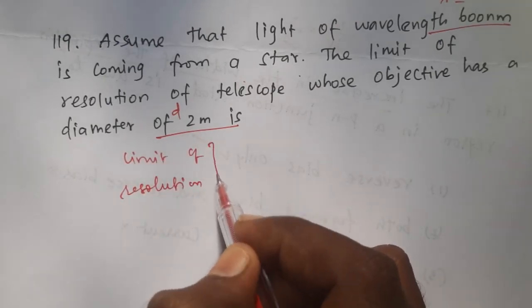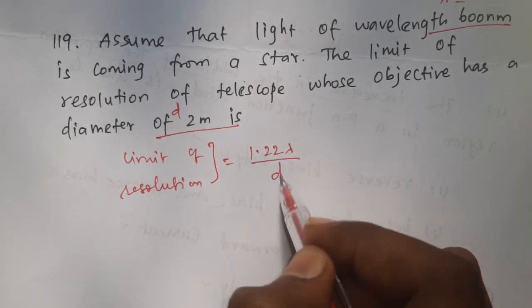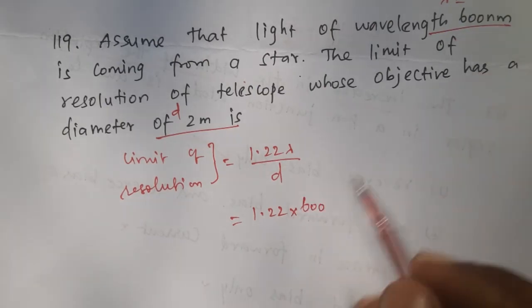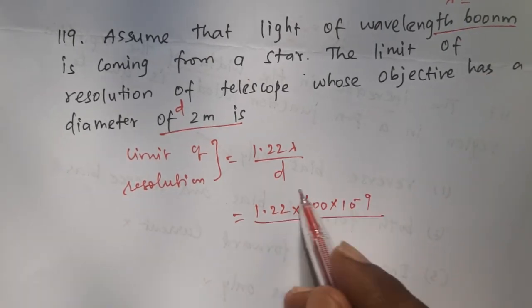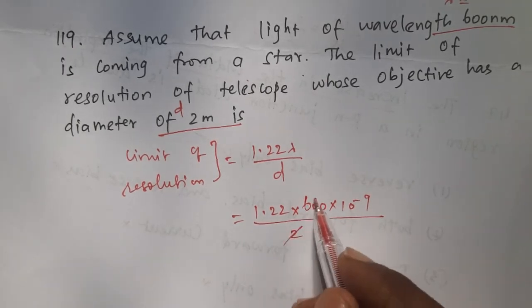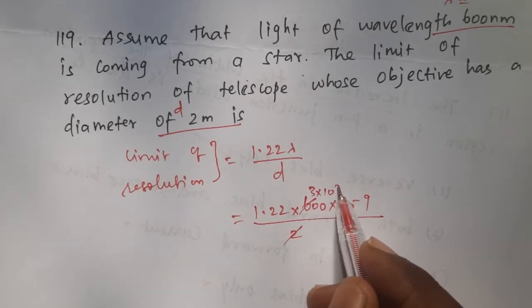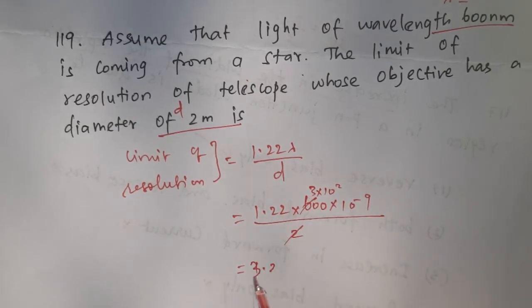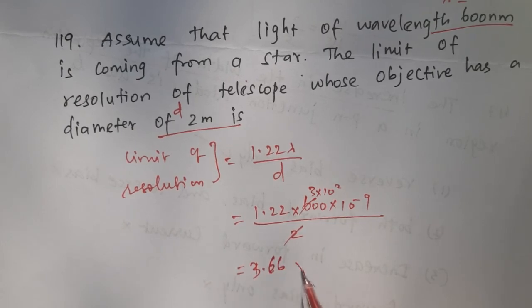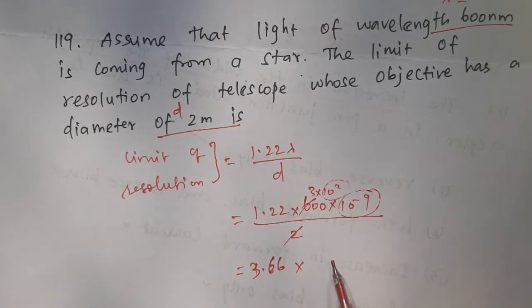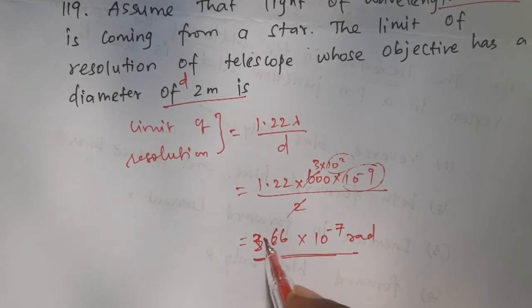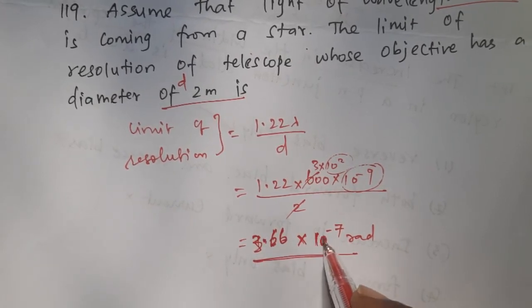The limit of resolution formula is 1.22 lambda by d. 1.22 into lambda, where the lambda value is 600 nano, and nano means 10 power minus 9. The d value is 2. You can cancel this, 3 into 10 square, so this 100 you can write as 10 square. 3 into 1.22, which is 3.66, into 10 power 2 into 10 power minus 9. If you simplify, 10 power minus 7. So the limit of resolution is in radian. This is the answer, 3.66 into 10 power minus 7 radian.